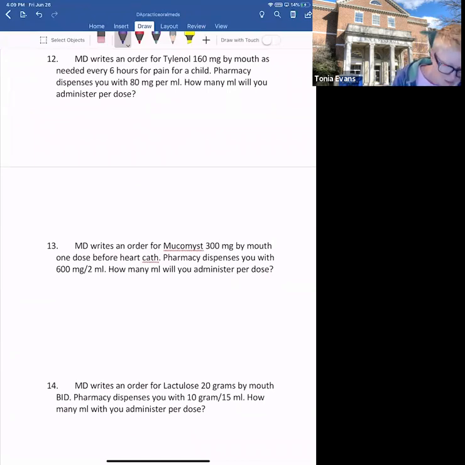Okay, so we have an order for Tylenol, 160 milligrams every 6 hours, and we've got 80 milligrams per milliliter. How many mLs will we administer per dose? So we're looking for milliliters per dose. So we'll start with milliliters. We know that in 1 mL, we have 80 milligrams.